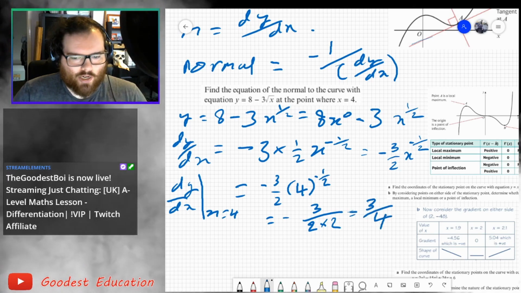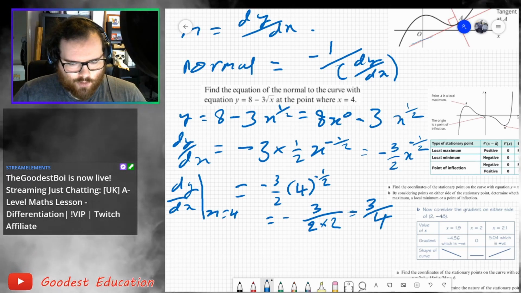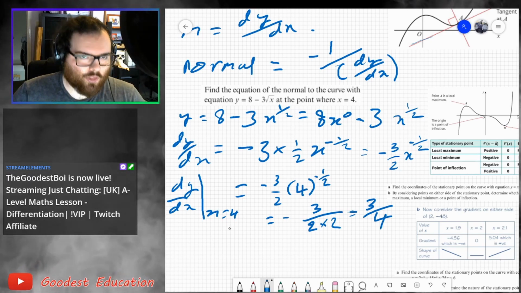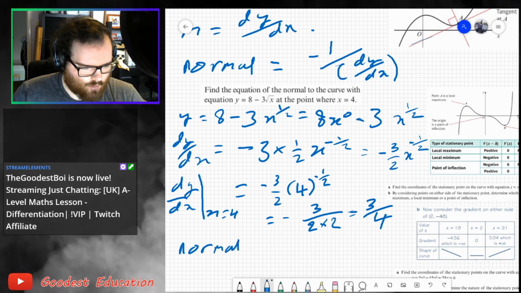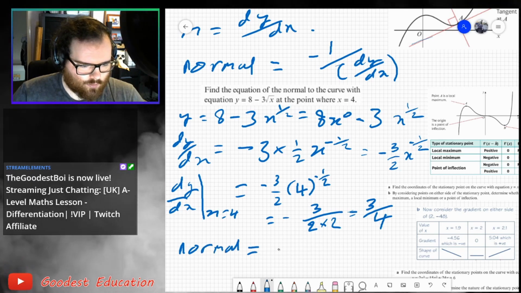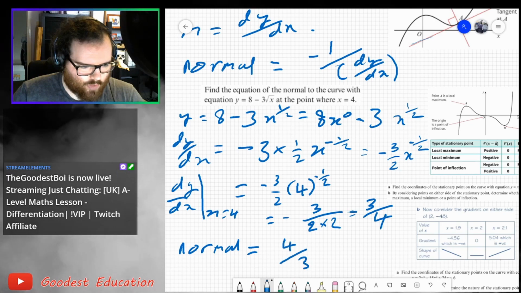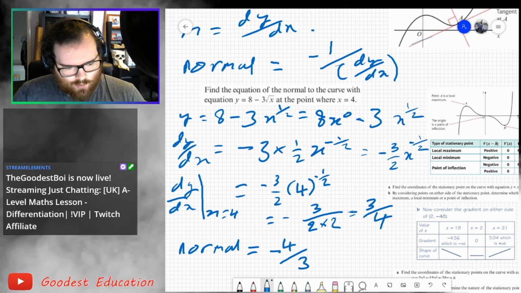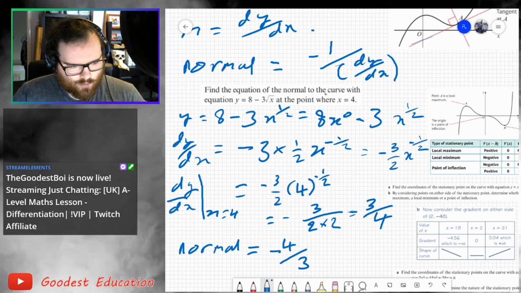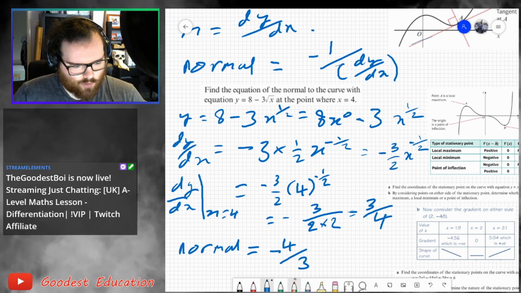However, this is the gradient at this point, which isn't what we want. We want the normal. The normal is the reciprocal, which is 4 over 3, and then times by minus 1. So then the normal at this point is minus 4 over 3.